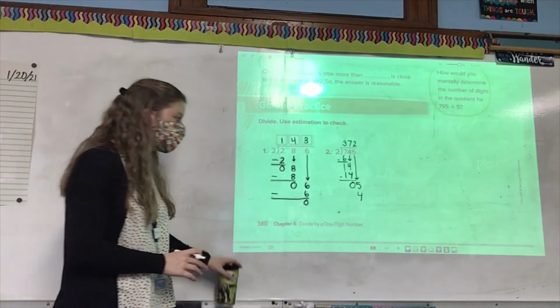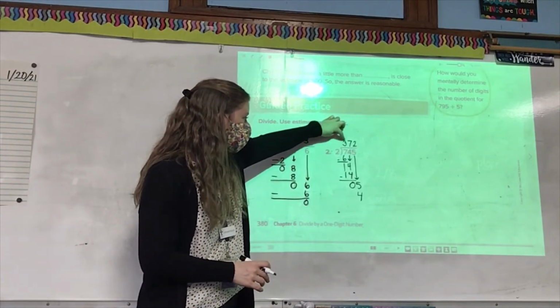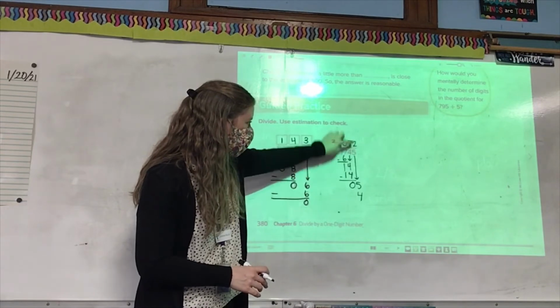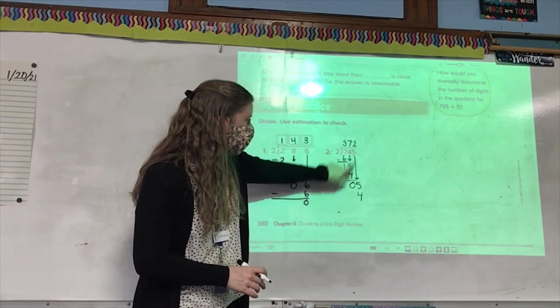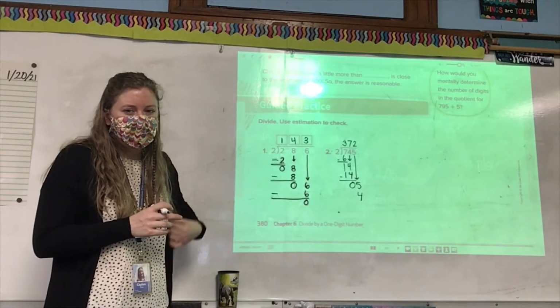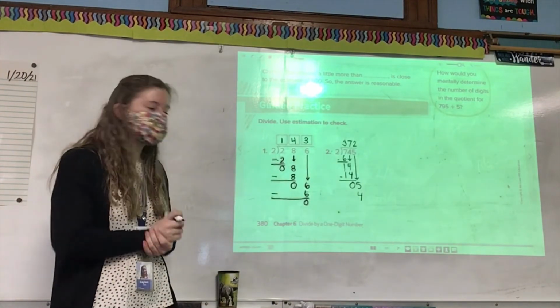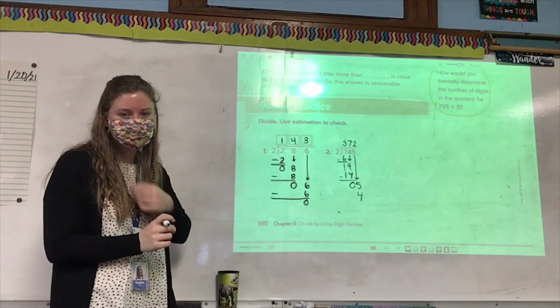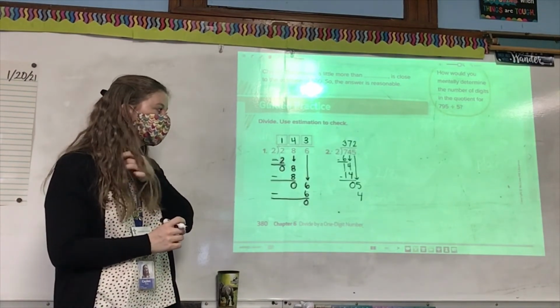And Zari, what do we do next? We just divided, multiplied, subtracted, brought down, divided, multiplied, subtracted, brought down, divided, multiplied. Now we need to subtract. We subtract. What does that mean? We subtract the answer from our first digit.